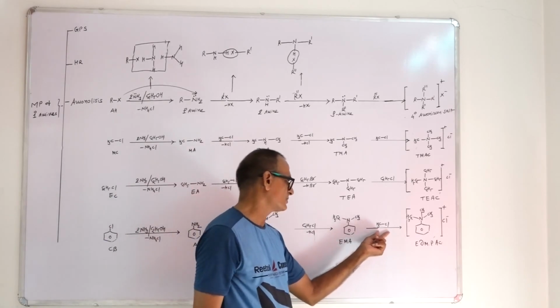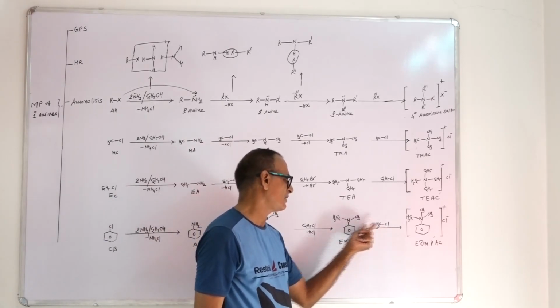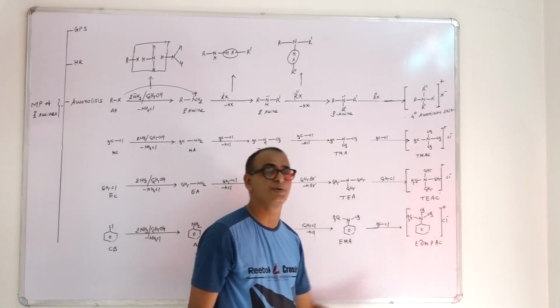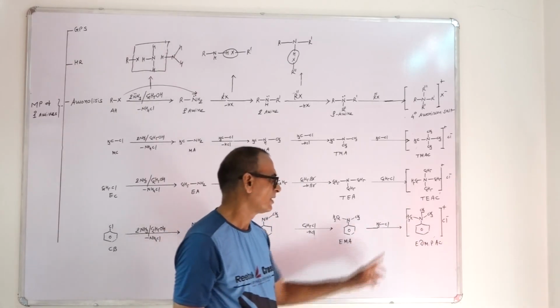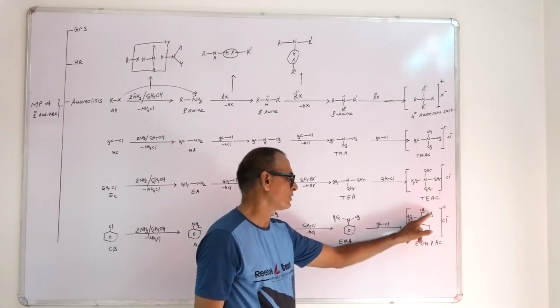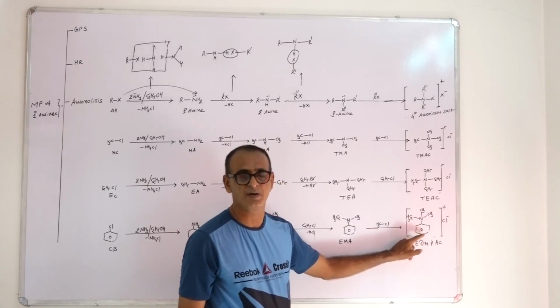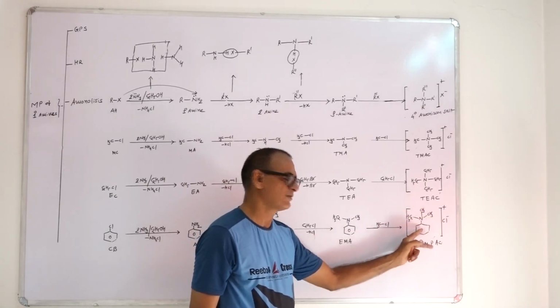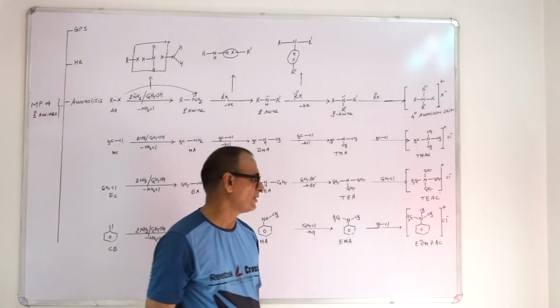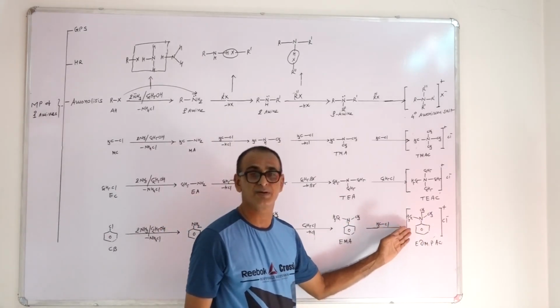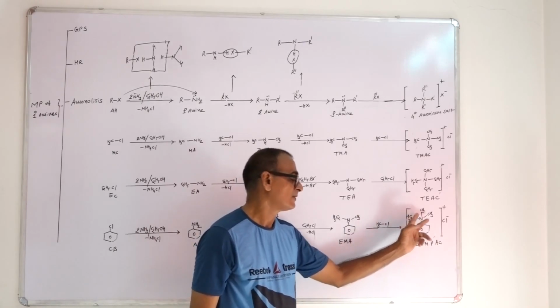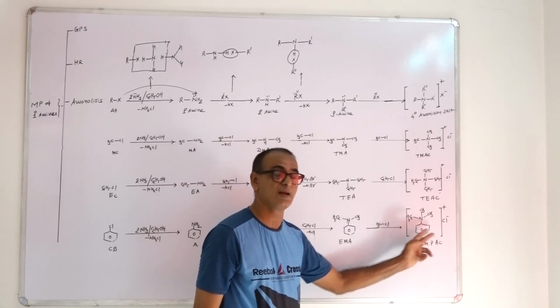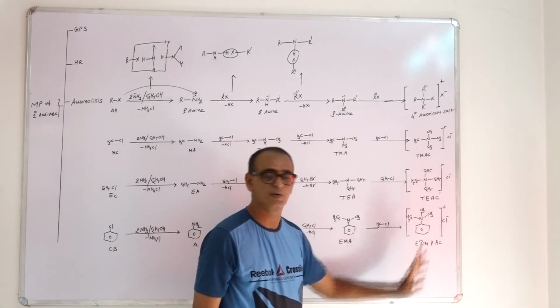Then further reaction with an alkyl halide will give the quaternary ammonium salt. Yes, 1, 2, 3, 4. All the groups are different. There is one ethyl group, two methyl groups and one phenyl group. In alphabetical order, ethyl is to be mentioned first of all. Ethyl, dimethyl, phenyl, ammonium chloride.